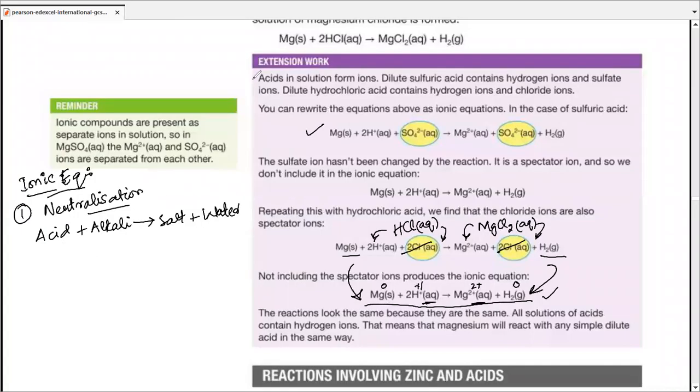After this neutralization reaction, as I've explained, the H positive from the acid combines with the OH negative from the alkali, and these two combine to form water, H2O. However, the negative part of the acid and the positive part of the alkali combine to form our salt. Let me tell you, salt will always be spectator ions.